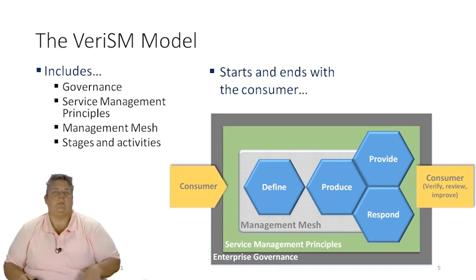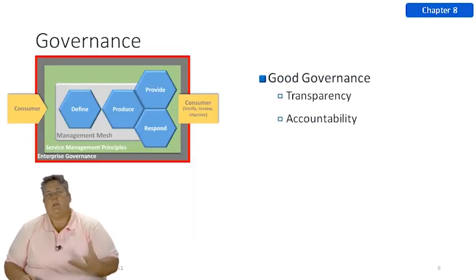The consumer starts it, the consumer ends it, where they will verify, review, and look for improvements to the services that are being delivered. Now, this is chapter 8, where we talk a little bit about governance. In a previous module, we did talk about enterprise governance quite a bit, and not to repeat that, but I encourage you to go back and listen. But good governance has several key aspects.